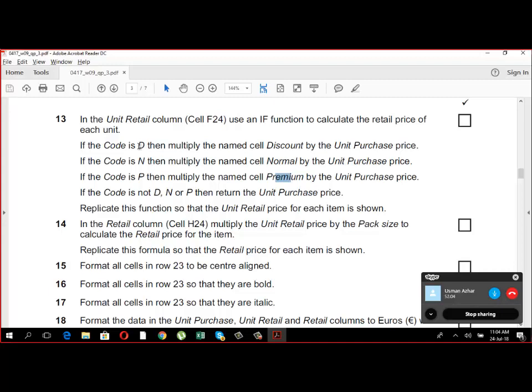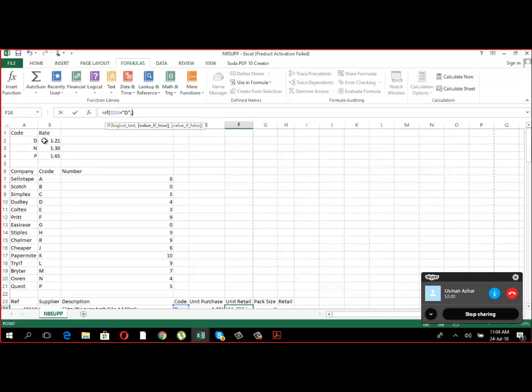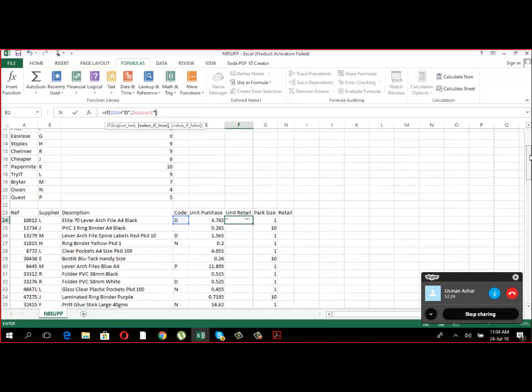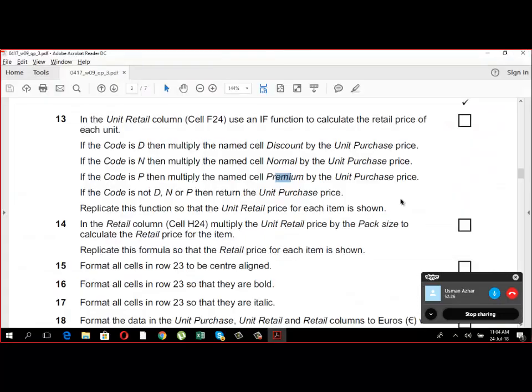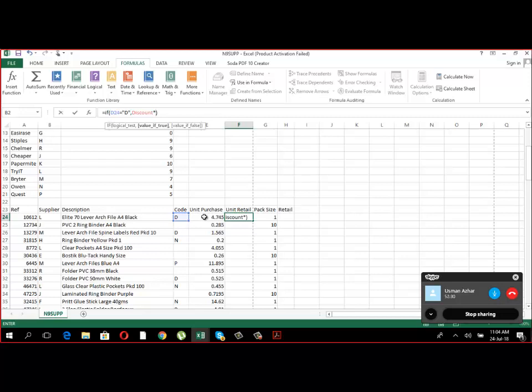So he's saying if it's D. So this is what he's saying. He's saying equals IF this equals D, then do what? Multiply this discount by, he said what? By the unit purchase. Where is the unit purchase? This is the unit purchase. Yes or no?